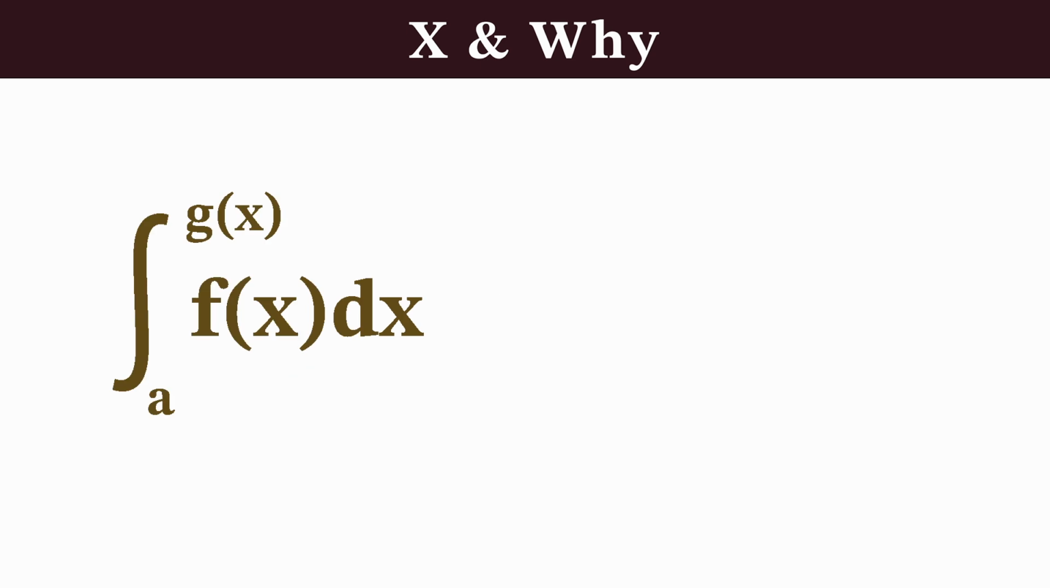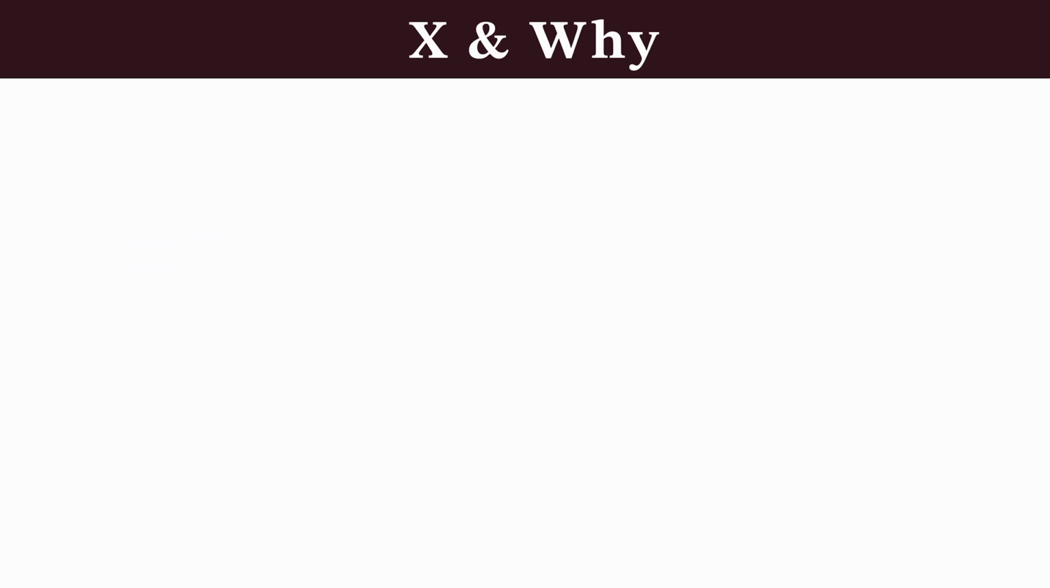When one bound is a function and one is a constant, you must use the chain rule. The formula looks like this. When both bounds are functions, you must apply the Leibniz rule. But that is for a different video, as it goes beyond Calculus AB.